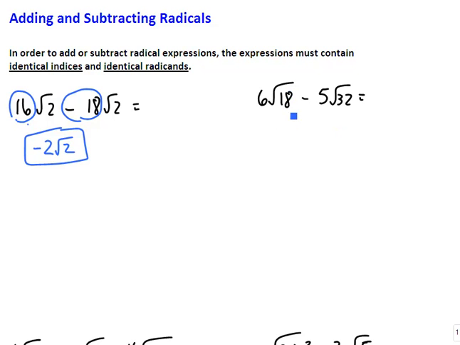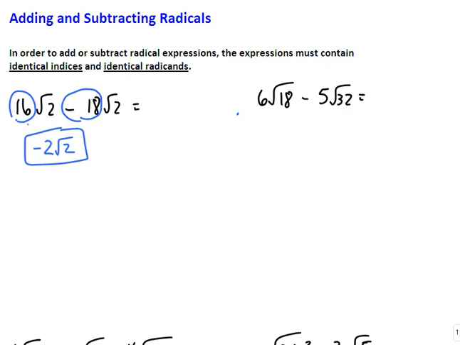However, what you have to recognize is that 18 is not a reduced square root because it's divisible by a perfect square, and so is 32. So before we try to subtract, we need to simplify these two radicals first.